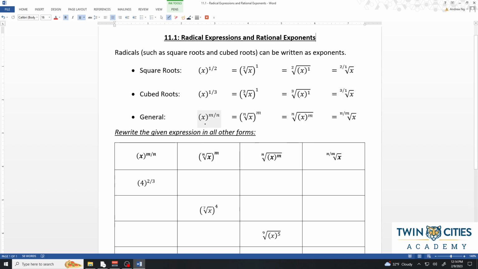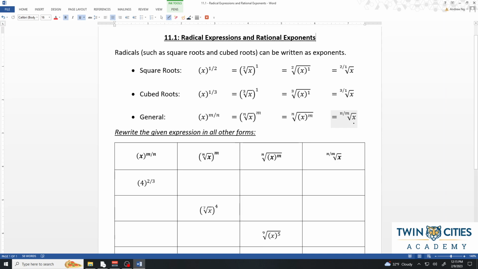In general, if I've got x to the m over n, so 1/2, 1/3, m over n, then when I go to write it from an exponent to a radical, I'm just going to reverse the order of m and n. So instead of m first, then n, this is the nth root of x all to the m. So instead of m, then n, it's n, then m. This is also n, then m: the nth root of x to the m on the inside. And over here, the n over mth root of x.